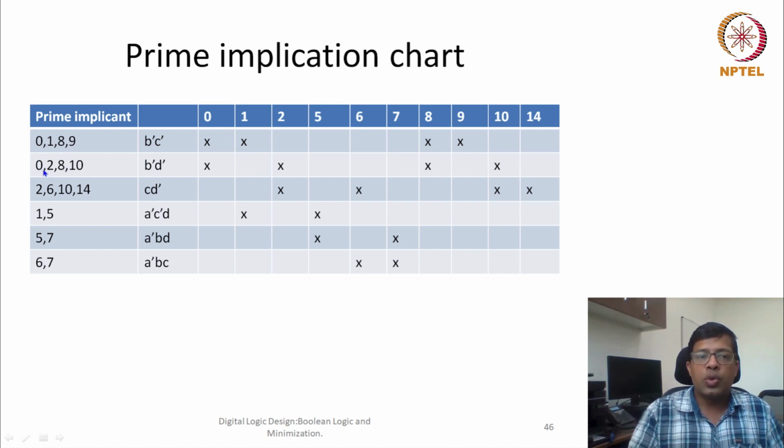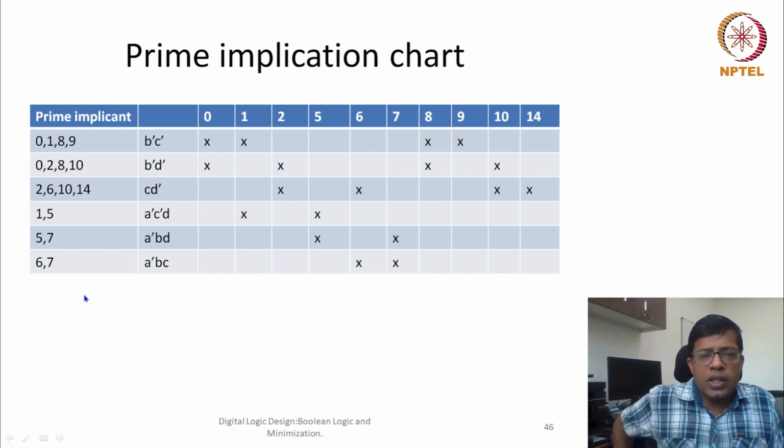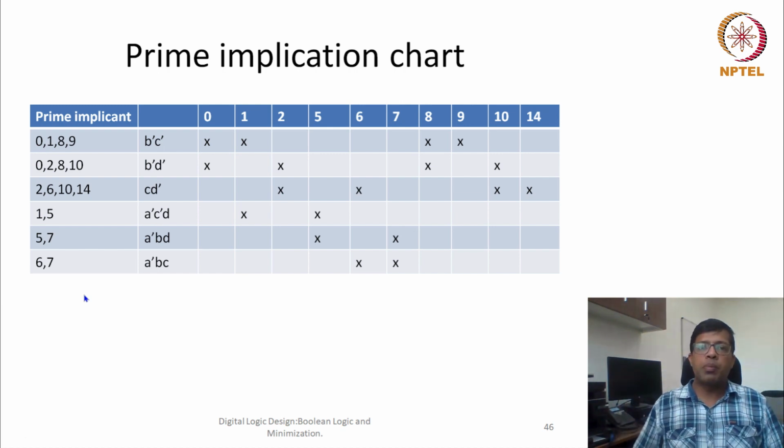Similarly, for 0, 2, 8, and 10, corresponding to min term 0 we can mark a cross, and then again for 2, for 8, and for 10. Similarly, we mark the presence of all the min terms which are present in a particular implicant. Okay, so after creating this prime implicant chart, the purpose of this chart is that all the min terms should be covered by a minimum set of our prime implicants.